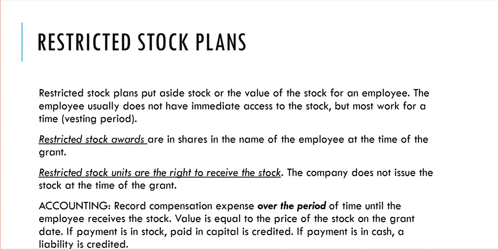So one will be called paid in capital restricted stock awards. The other one will be called paid in capital restricted stock units. The value which you record, the time period in which you record it, everything is going to be the same with either one of these plans. What you're basically going to be doing, by the way, with most of these compensation plans is debiting compensation expense, which hits your income statement, and then crediting the paid in capital account.